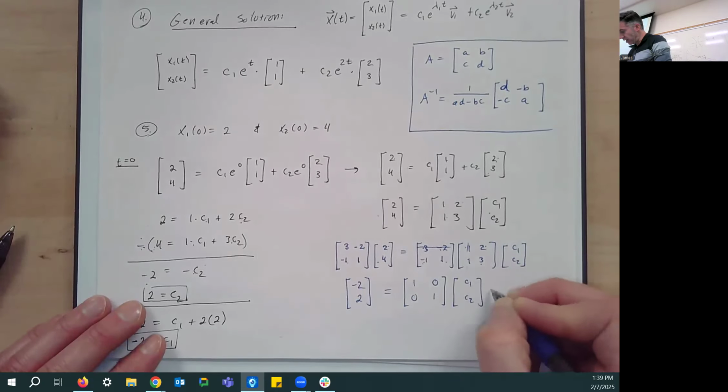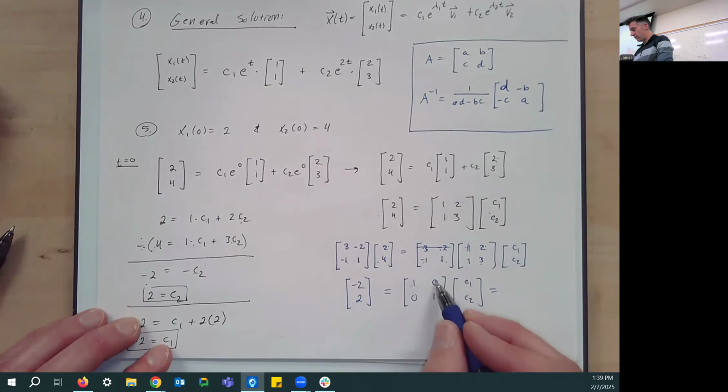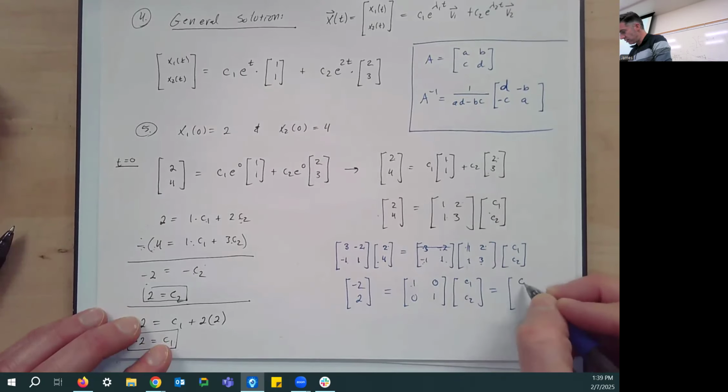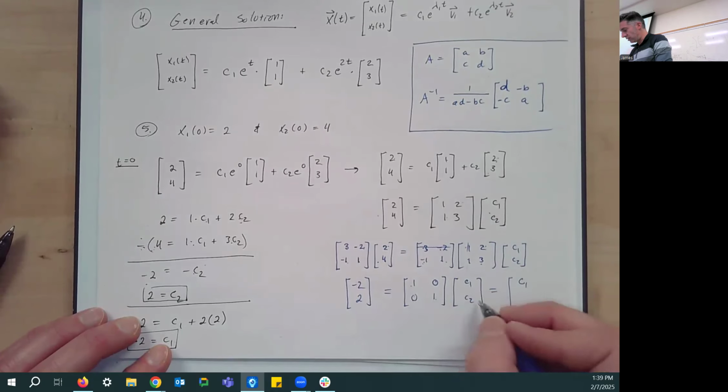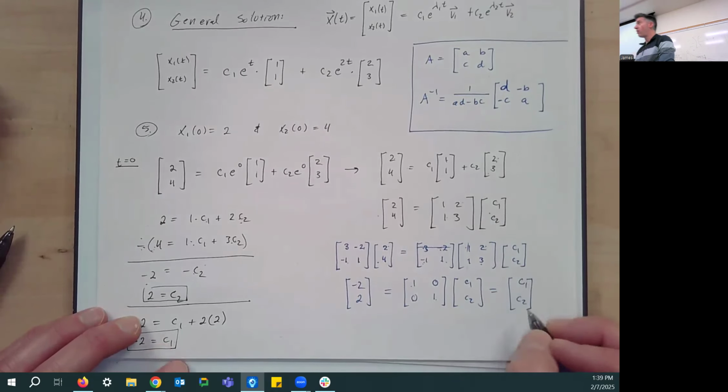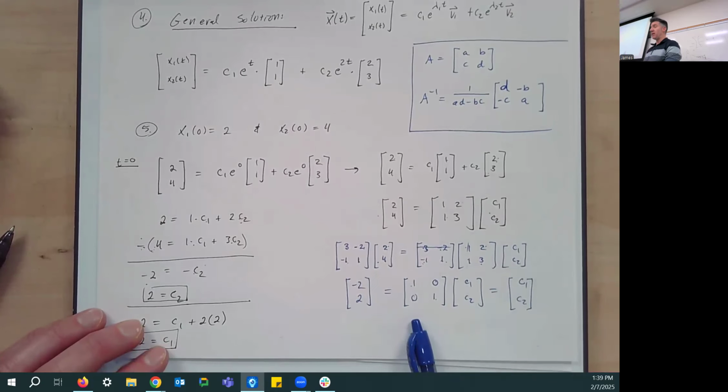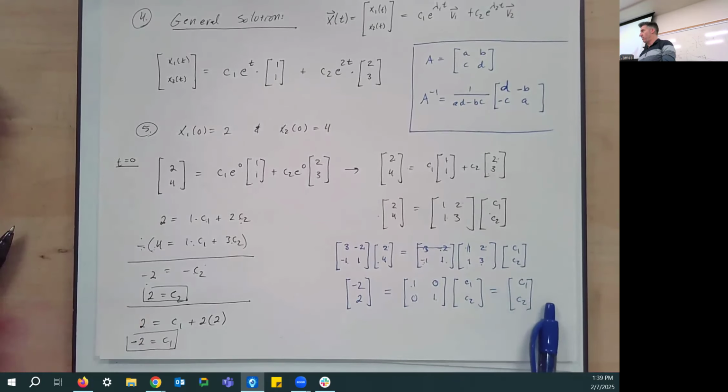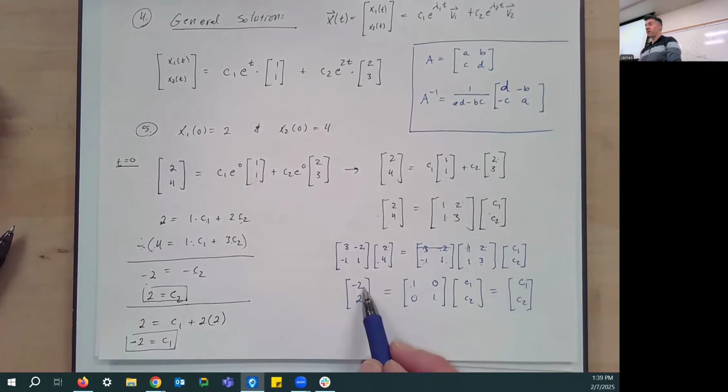And then if you multiply this out, 1 times C1 plus 0 times C2 is C1. 0 times C1 plus 1 times C2 is C2. And just like I said before, when you multiply the identity matrix by any other matrix or vector, you always just get back that matrix or vector because you're multiplying by 1. So look, we got the same result. C1 is equal to -2, C2 is equal to +2.